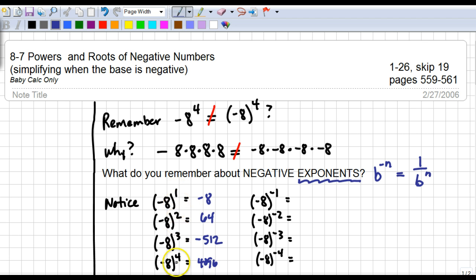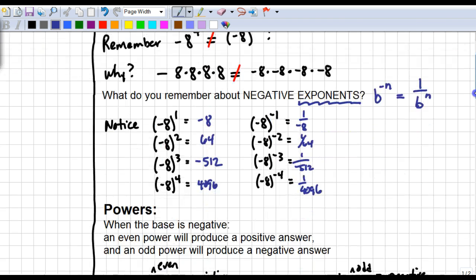So if we take those same ideas now and switch those exponents to be negative, the numbers are still going to alternate back and forth, because when you have an odd power, you're going to get a negative result. When you have an even power, you're going to get a positive result. All that a negative exponent does to that is just flip them over. So now we're going to have 1 over negative 8, 1 over 64, 1 over negative 512, and 1 over 4096. So when you change to a negative exponent, it doesn't affect the base's sign, it just affects where the base goes.